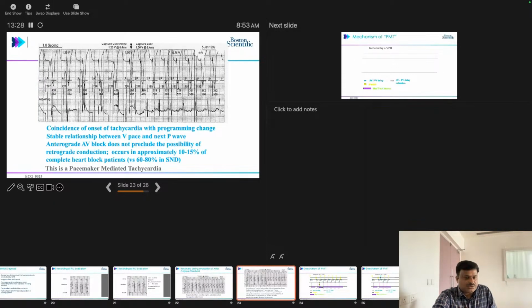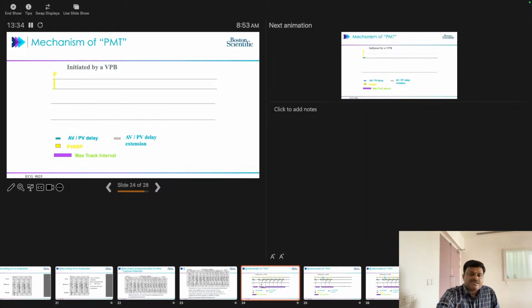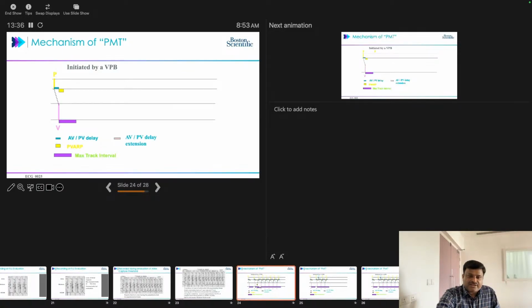So this is a true typical pacemaker tachycardia that was initiated at the time of the loss of capture. So this is in a plot diagram. This is the backup pace which happened, and after that there is a retrograde conduction which is initiated.